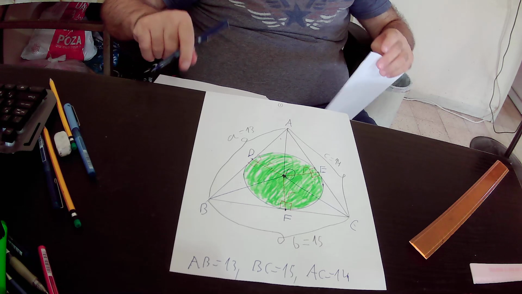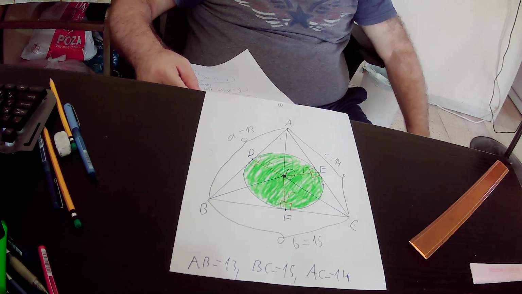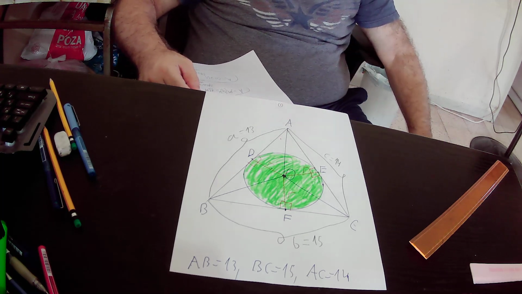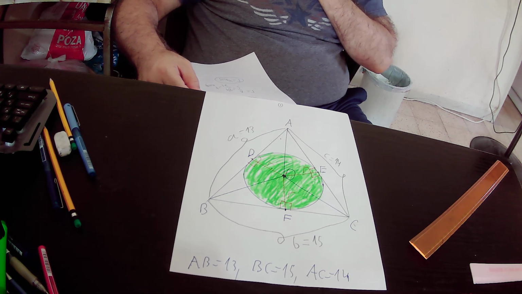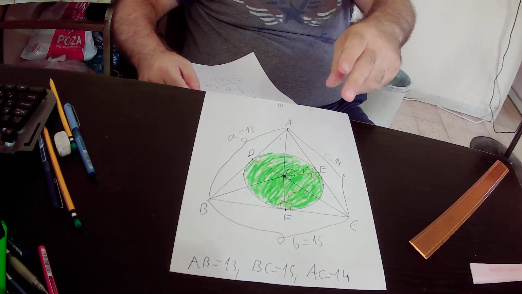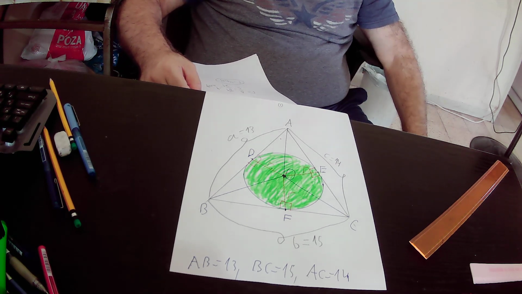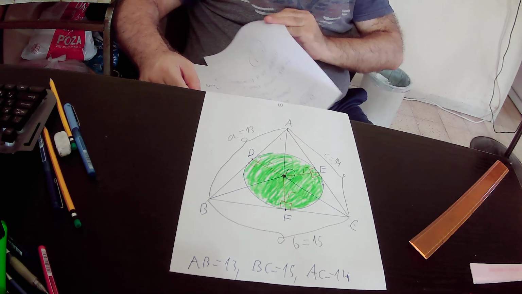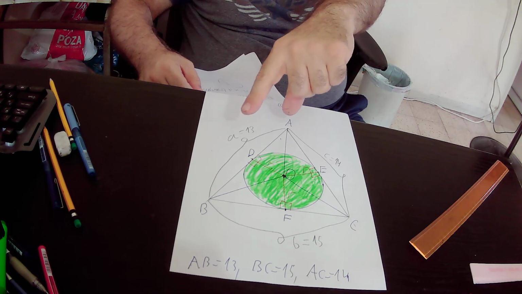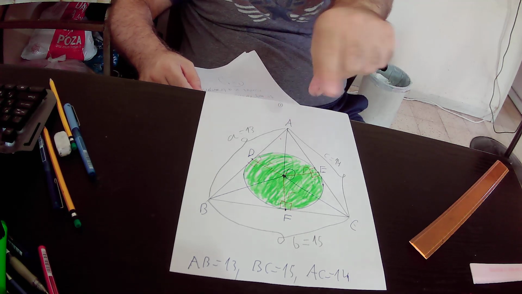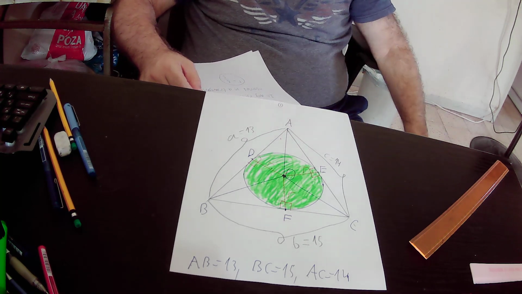Okay, so now I'll summarize the lecture. Actually, we wanted to find out the area of this green circle, and the green circle is inscribed in triangle ABC, and we know that AC equals 14 units, AB equals 13 units, and BC equals 15 units.